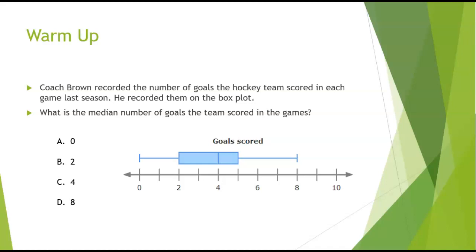So, Coach Brown recorded the number of goals the hockey team scored in each game last season. He recorded them on the box plot. Here's the box plot. What is the median number of goals the team scored in the games? So remember, the median is the middle number. And we talked about this on how to read the box plot. So is it A, 0, B, 2, C, 4, or D, 8?